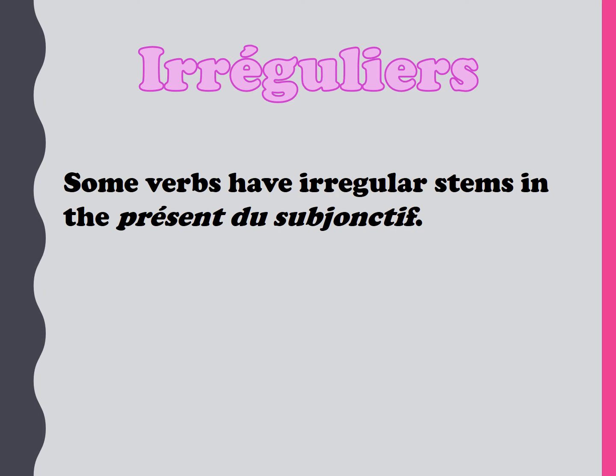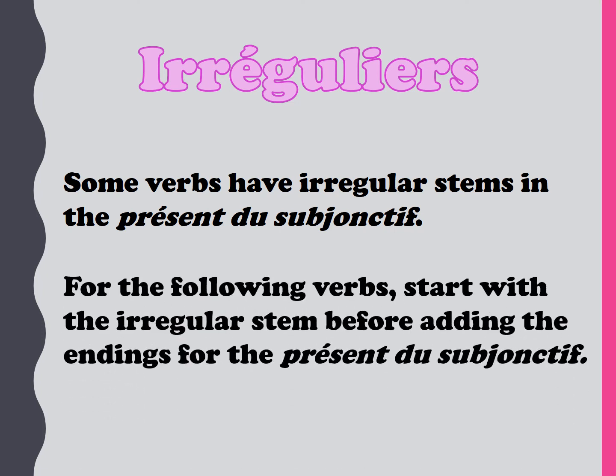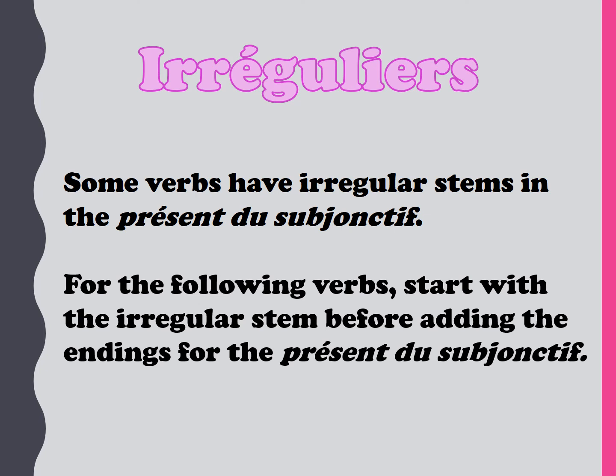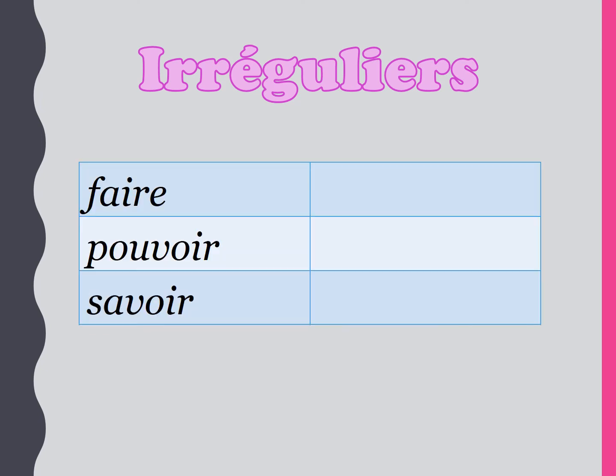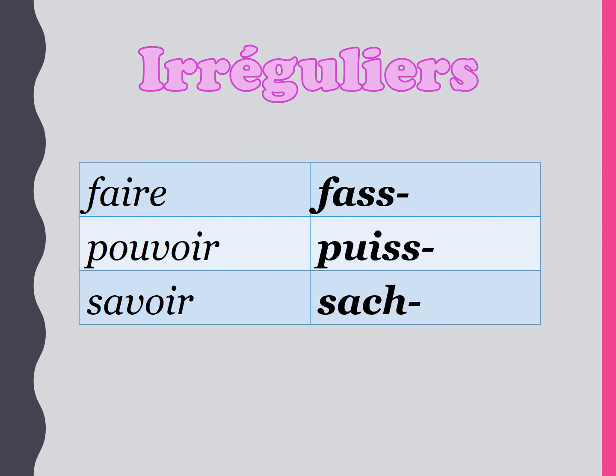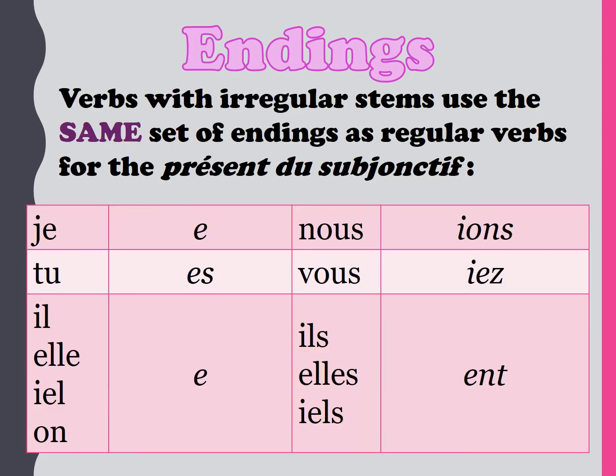Some verbs have irregular stems in the présent du subjonctif. For the following verbs, you're going to start with the stem, and then you're going to add your regular endings. So you don't have to memorize new endings, you just have to know the stem. For faire, it is fass. For pouvoir, puiss. And for savoir, sach. Verbs with irregular stems use the same set of endings. So again, if I'm going to say it is necessary that I know something, il faut que je sache, starting with SACH because that's the irregular, and then adding the regular ending.